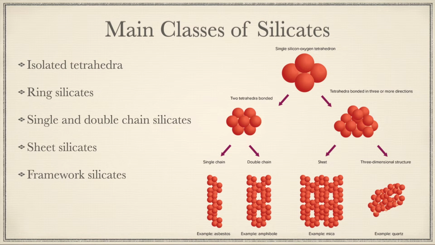So our main classes of silicates, we can have isolated tetrahedra, which would look something like this. You could have ring silicates, where you would have a series of these formed in a ring. You could have single and double chain silicates. So we have a single chain here, we have double chain here. We have our sheet silicates. And then we have these other framework silicates, or these three-dimensional structure type silicates, like quartz is an example here. Okay, so we have different classes of silicates.